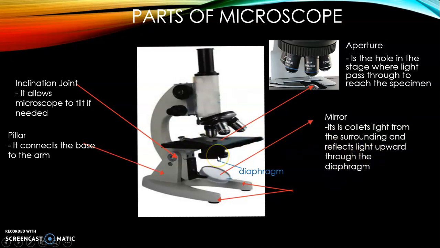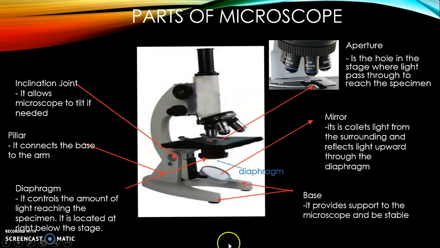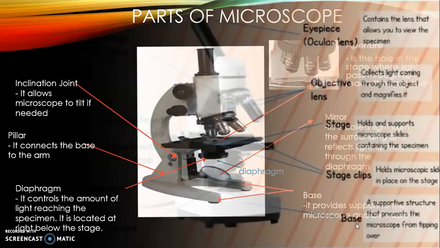Next, the mirror. The mirror collects light from the surroundings and reflects light toward the diaphragm. Here is the diaphragm. Like I said, this is the diaphragm. The diaphragm controls the amount of light reaching the specimen. It is located right below the stage. Another is the base. The base provides support to the microscope and keeps it stable.